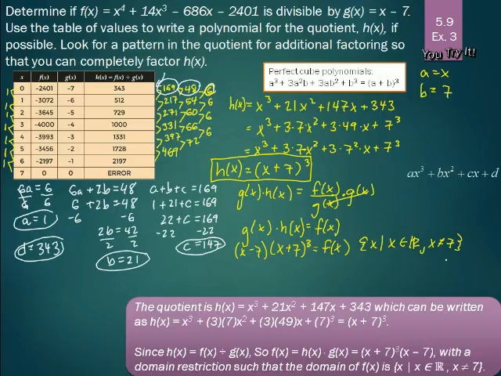which can be written as h of x equals x cubed plus 3 times 7 times x squared plus 3 times 49 times x plus 7 cubed equals x plus 7 cubed. Since h of x equals f of x divided by g of x, so f of x equals h of x times g of x equals x plus 7 cubed times x minus 7, with a domain restriction such that the domain of f of x is a set of x's such that x is in the real number set and x is not equal to 7.